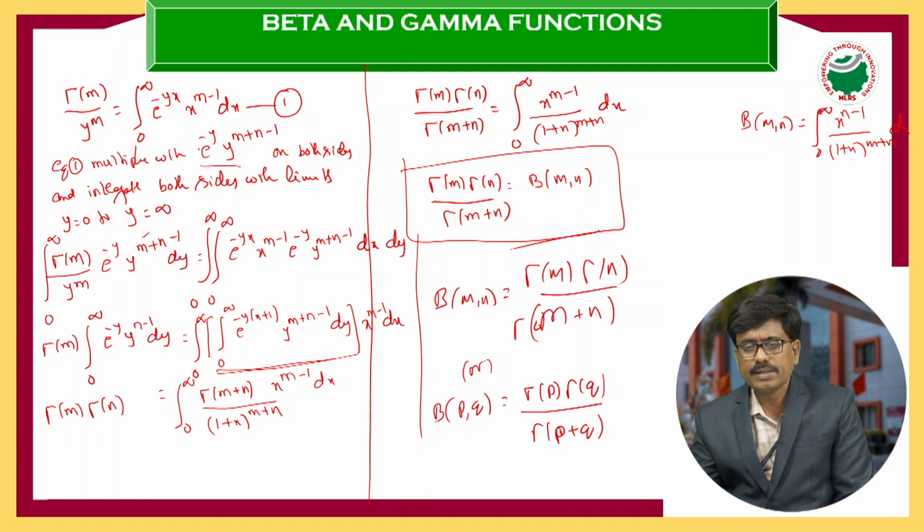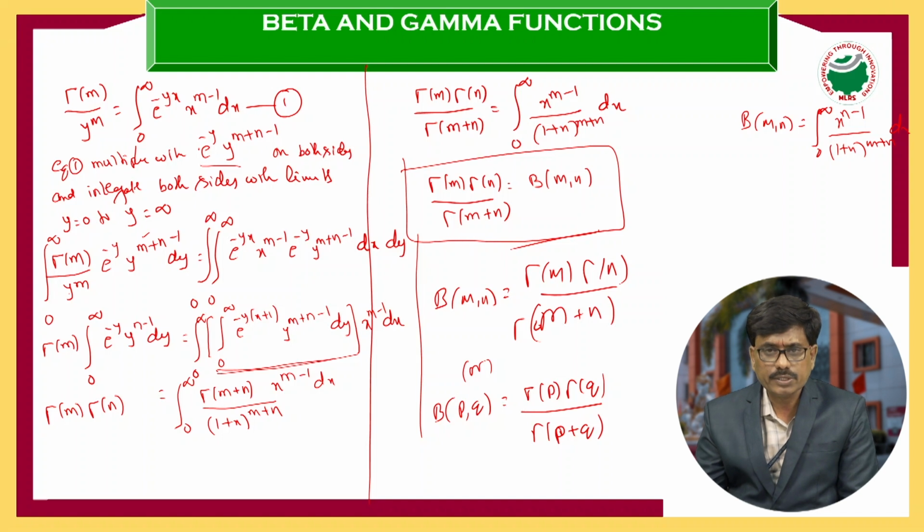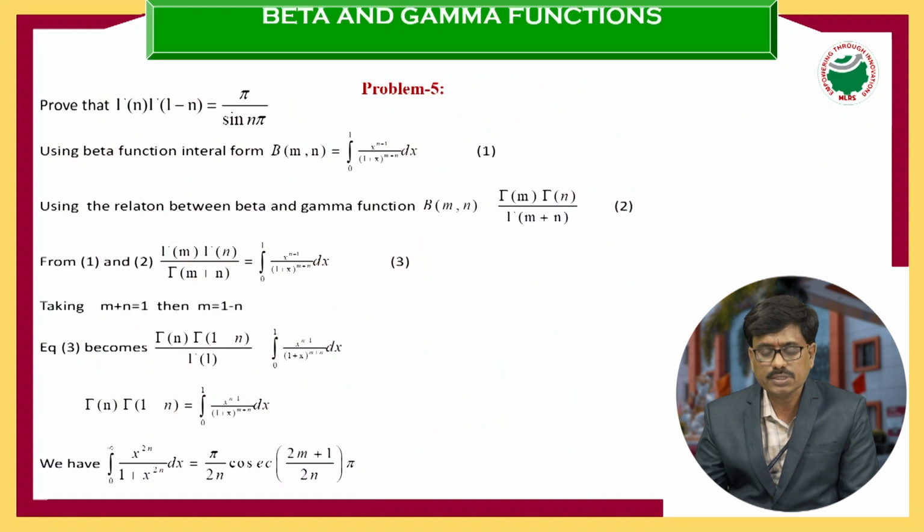I hope now it is clear about the relation between beta and gamma. First we need to define the gamma m value, substituting x equal to y into t. Then you convert into equation 1: gamma m by y power m is equal to the integral 0 to infinity e power minus y into x power m minus 1 into dx. Further, in equation 1, multiply both sides by e power minus y, y power m plus n minus 1, and integrate both sides with respect to y from 0 to infinity. Further, we can simplify the result, which is beta converted into the gamma.